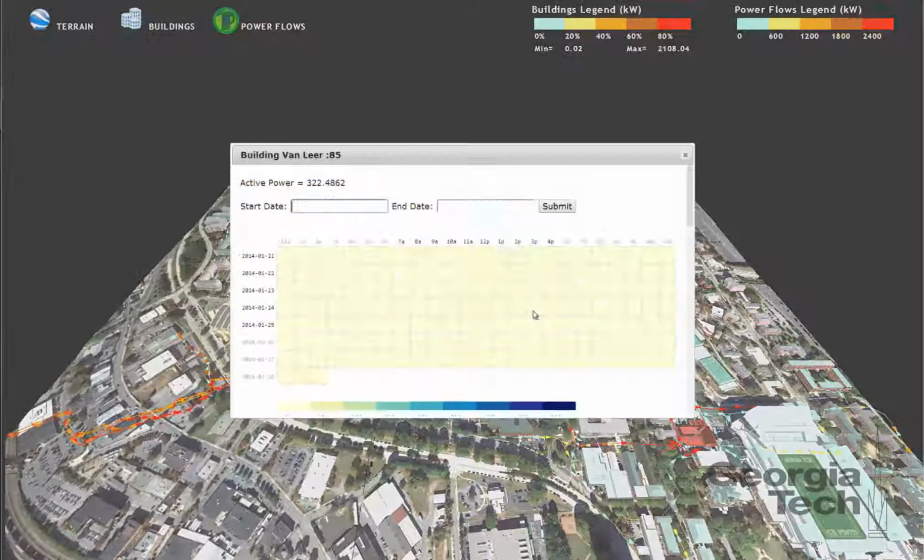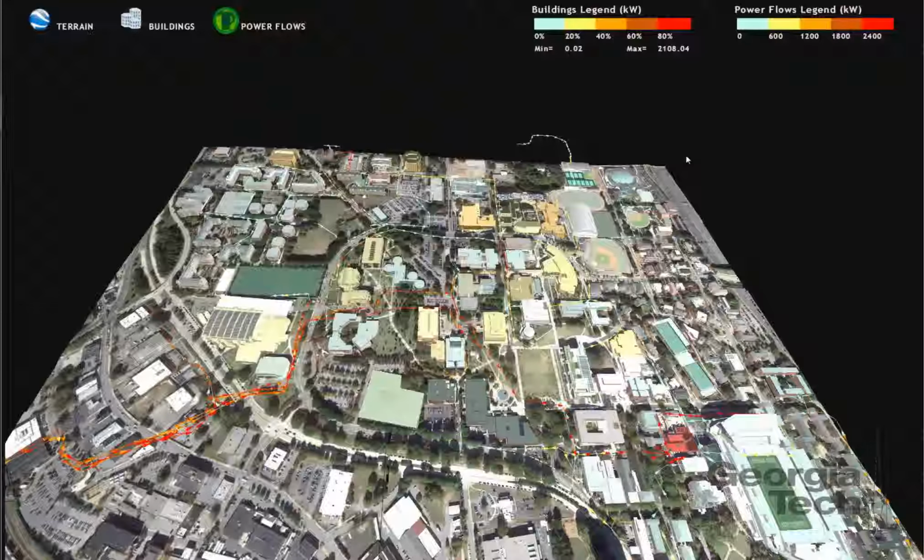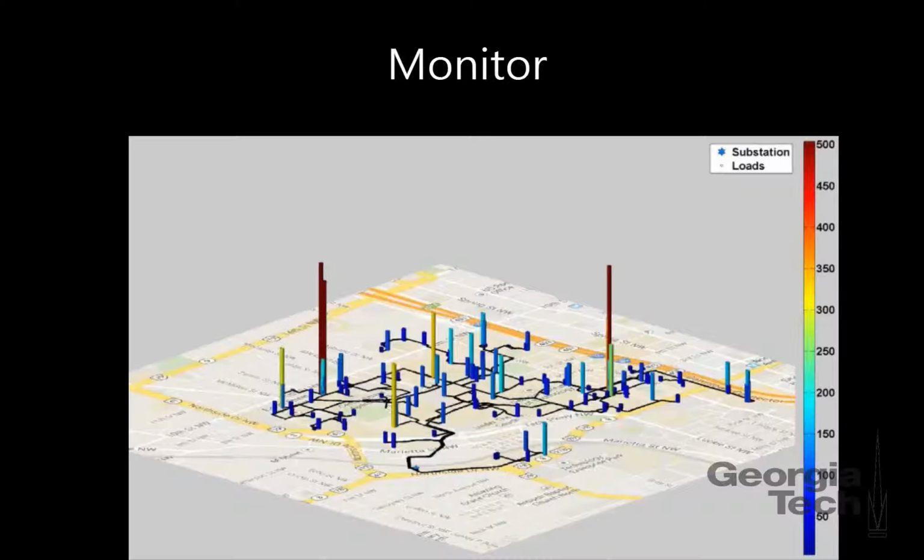You could click on it to see what's been happening. As you see, since 12 p.m. yesterday, Van Leer has been reporting zero values. This signals a problem that needs to be rectified. This tool lets you monitor the power consumption across buildings at a high level and drill down into details when needed.